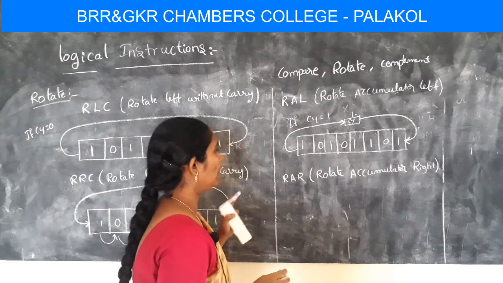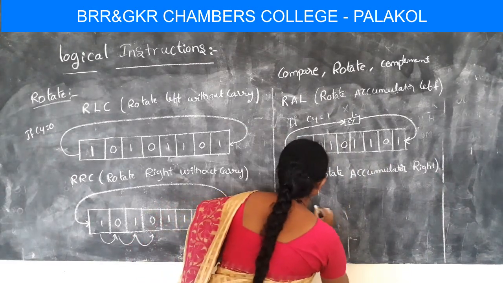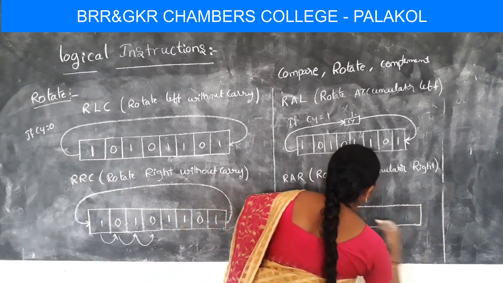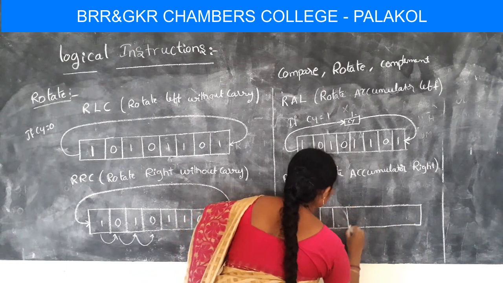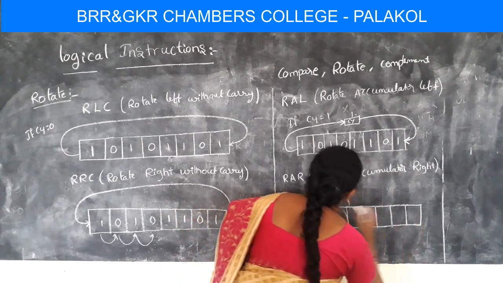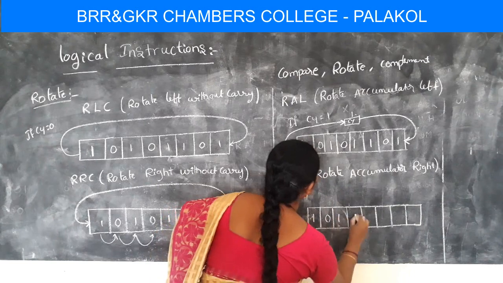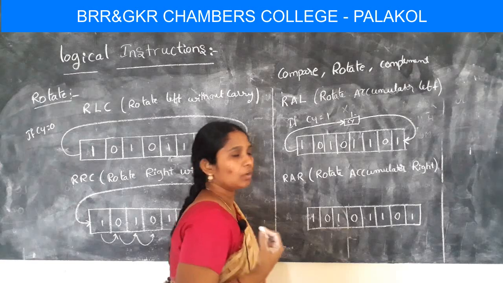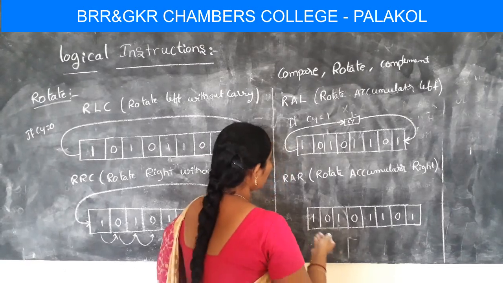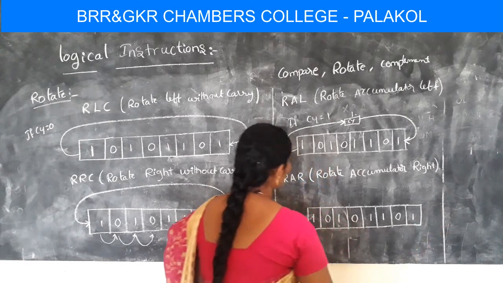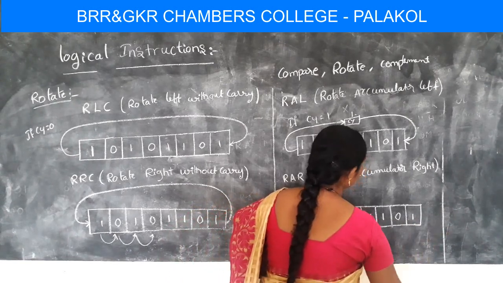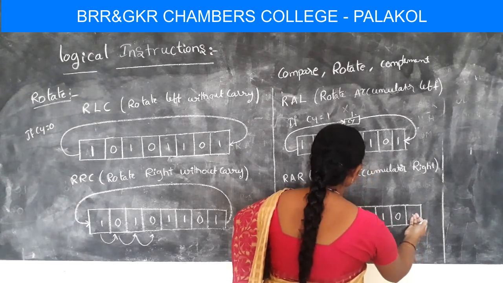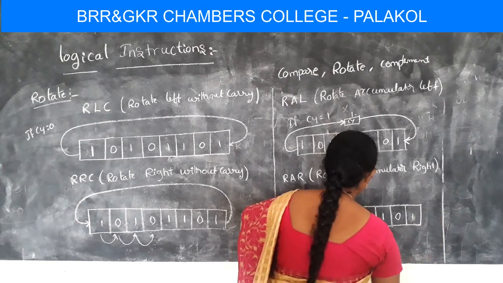Rotate accumulator right. So the meaning of this instruction is: bits 1, 2, 3, 4, 5, 6 and 7, so 1 0 1 0 1 1 0 1. Here we are moving the data to the right side. So here the data is moving this side. Whatever the last bit is there, that last bit goes to the carry.